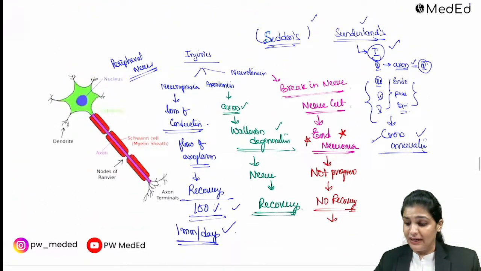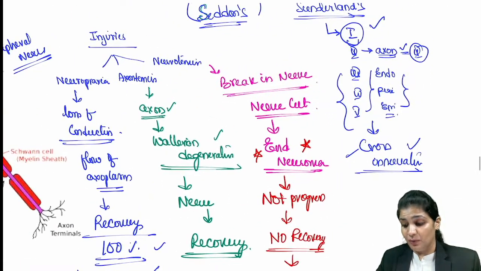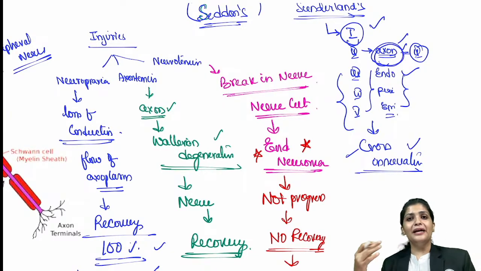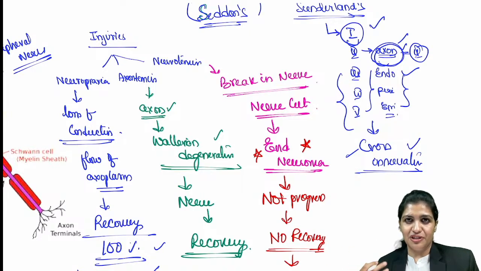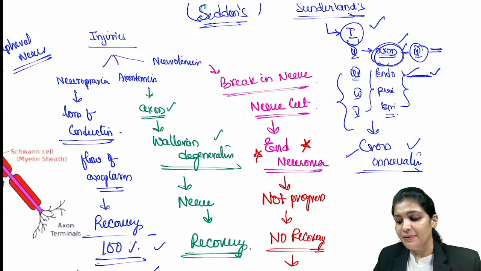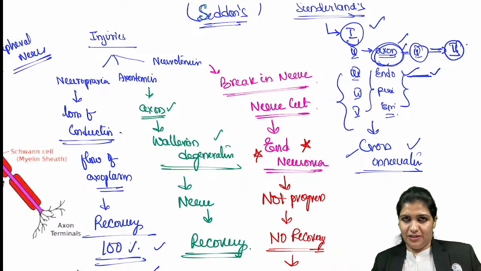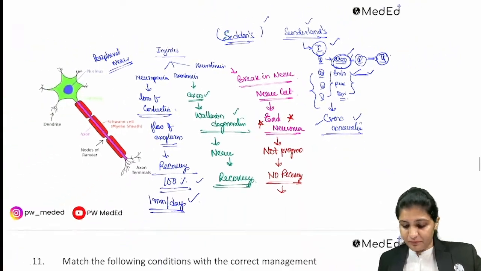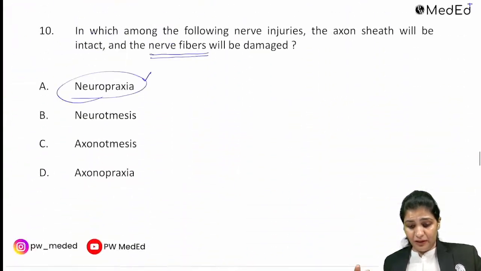So coming to the Sunderland's, this could be the third one. If the axon sheath is intact and the axon fiber is damaged, this could be the second one. If they are considering the axon sheath as the endoneurium, then endoneurium is intact and there is damage to the nerve fibers, it is Sunderland's type 2, and Sunderland type 2 is related to axonotmesis here. So that is about the question.